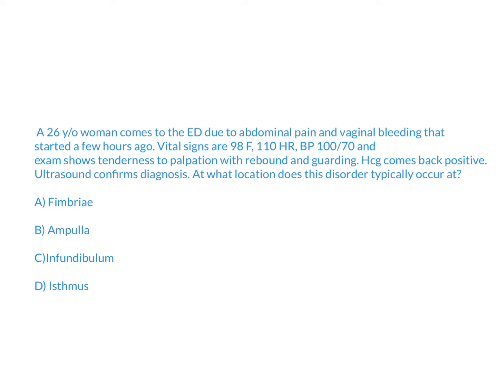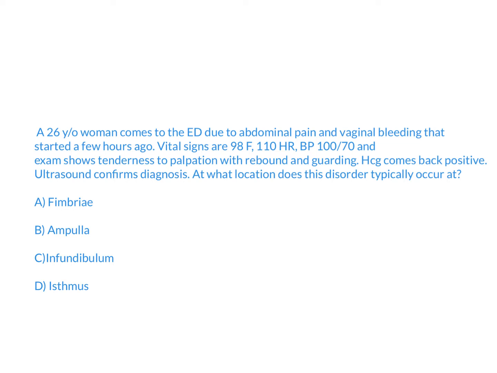So a 26-year-old woman comes to the emergency room due to abdominal pain and vaginal bleeding that started a few hours ago. Vital signs are 98 for temperature, 110 for heart rate, and blood pressure is 100/70. An exam shows tenderness to palpation with rebound and guarding. HCG comes back positive. Ultrasound confirms diagnosis. At what location does this disorder typically occur at?